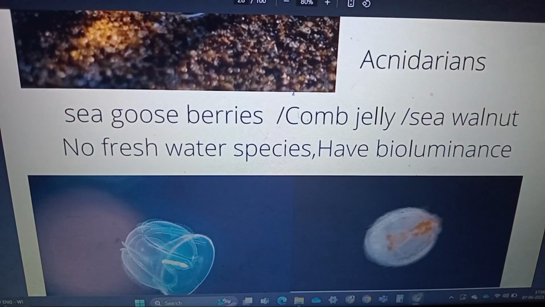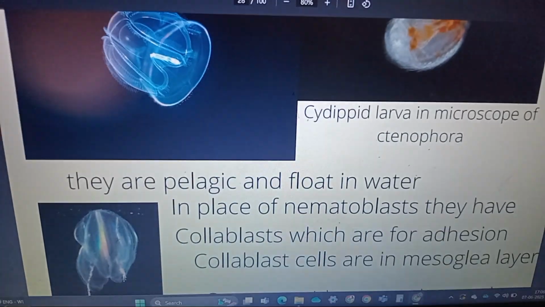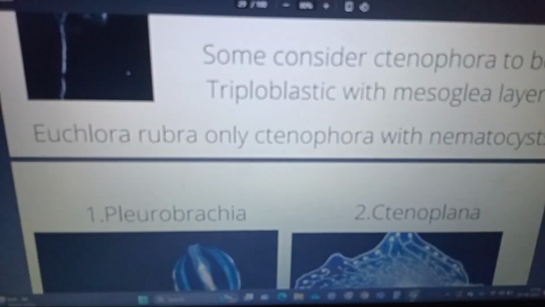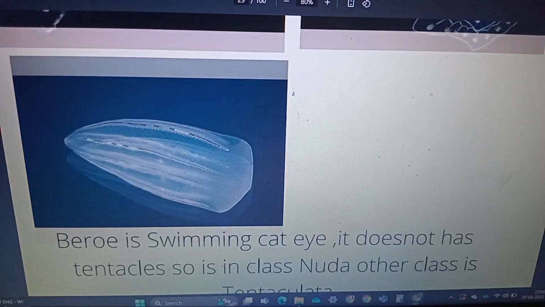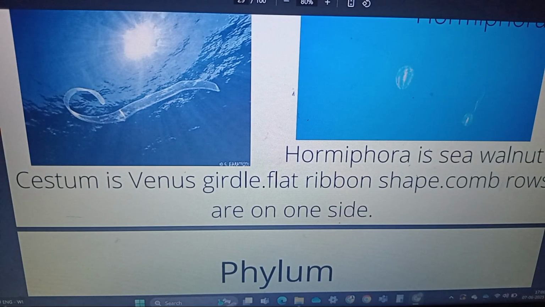Here the sexes are not separate, but reproduction is by external fertilization and through a larval stage, indirect development through a larval stage.